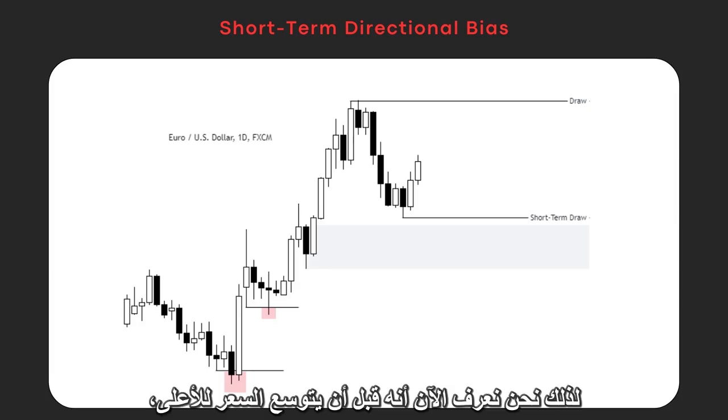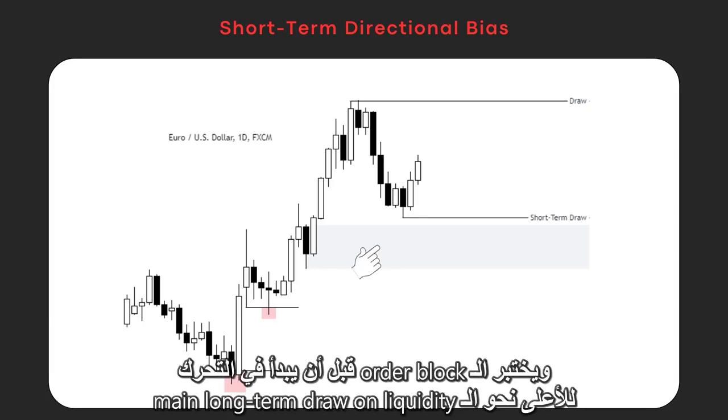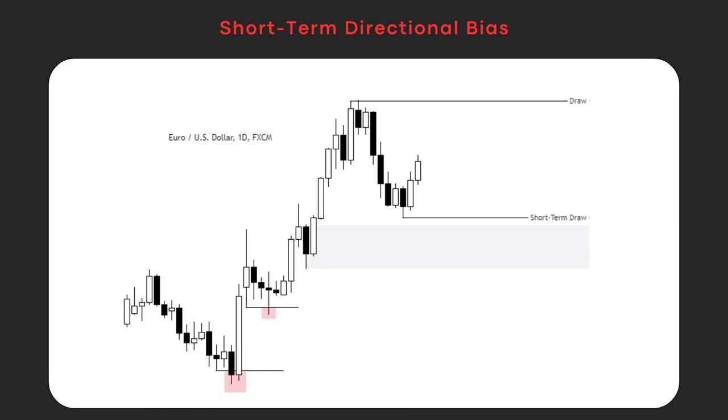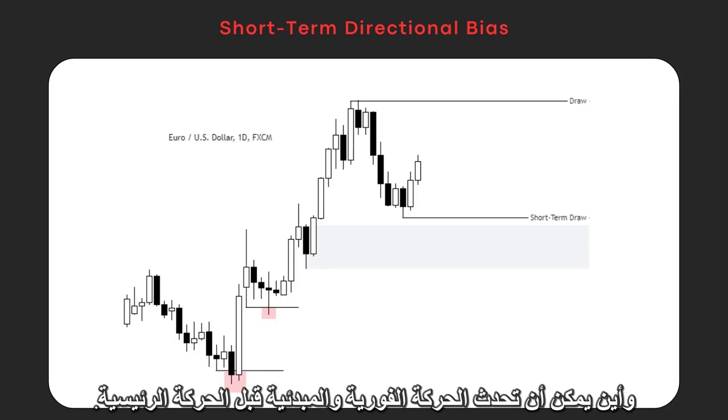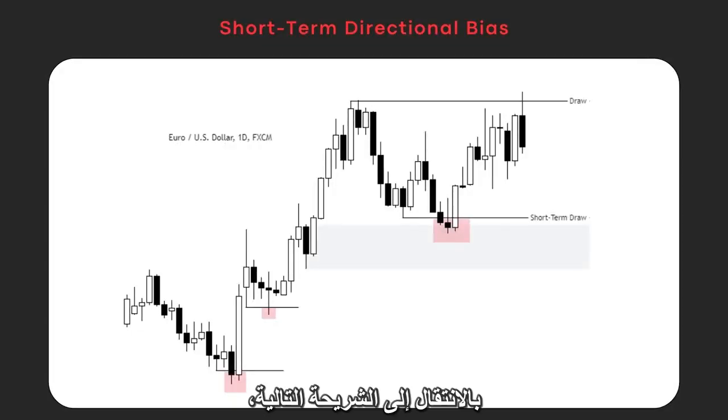So now we know that before price expands higher, it first has to reject and purge below this low and test the order block before it starts moving higher towards the main long-term drawn liquidity or objective. This is what short-term drawn liquidity tells us about, and where the immediate and initial move could occur before the major move, right? Moving on to the next slide.